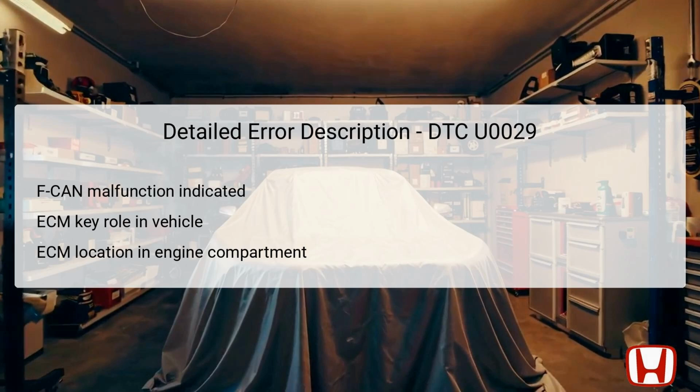In the Honda Civic, the ECM is typically located in the engine compartment, often situated near the fuse box. Its position is crucial as it must connect seamlessly with various sensors and actuators located throughout the vehicle. The failure of the FCAN, when flagged by DTC U0029, could prevent critical commands from reaching the ECM and can lead to engine performance issues or even non-start conditions. Therefore, proper identification of this error and understanding the operational context is critical in the troubleshooting process.